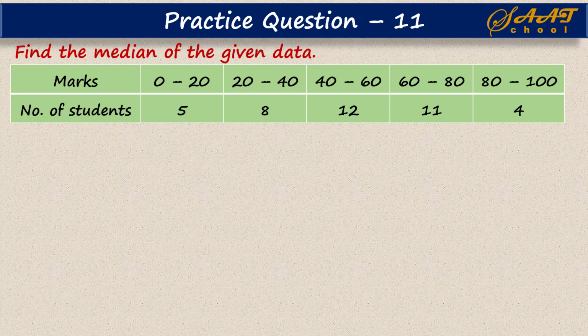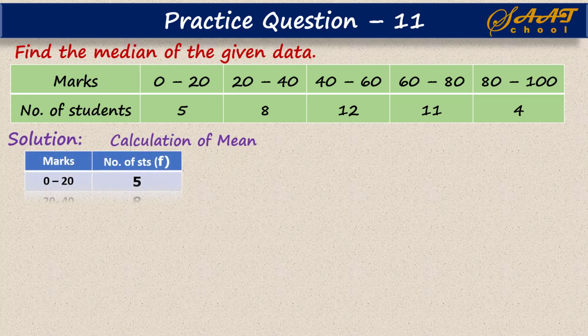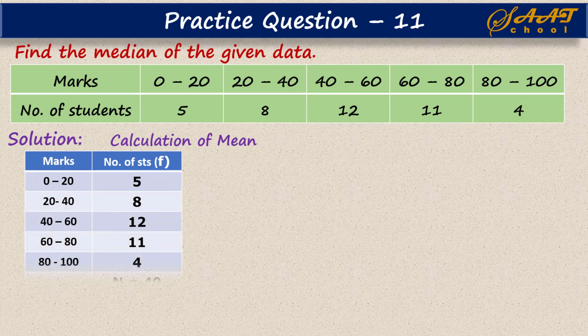The classes are from 0 to 20, 20 to 40, and finally 80 to 100. You can write that in a column, marks and number of students, that is F. If you sum 5, 8, 12, 11 and 4, that should be equal to 40. That is the value of n. So the sum of F is 40.